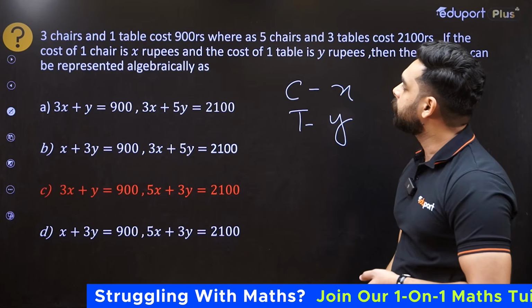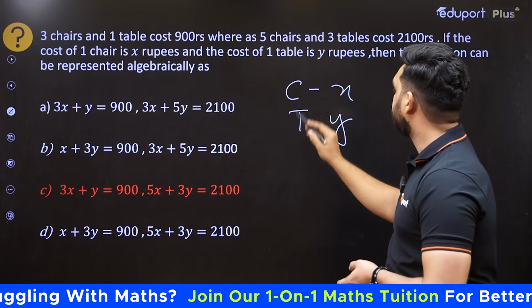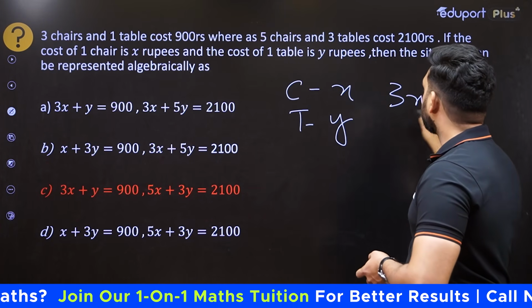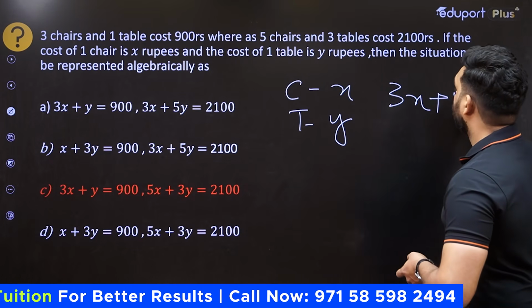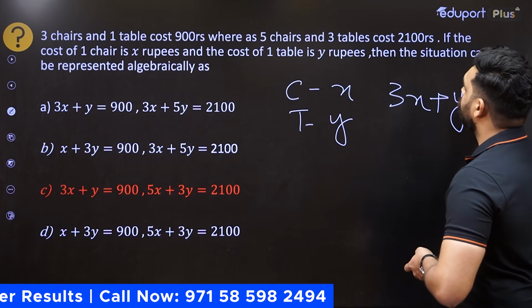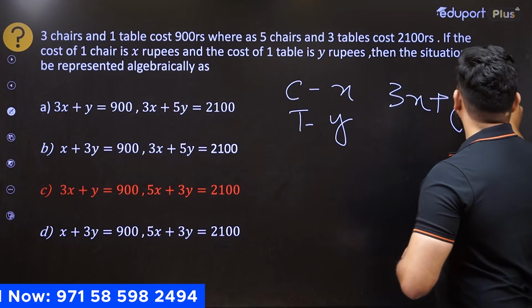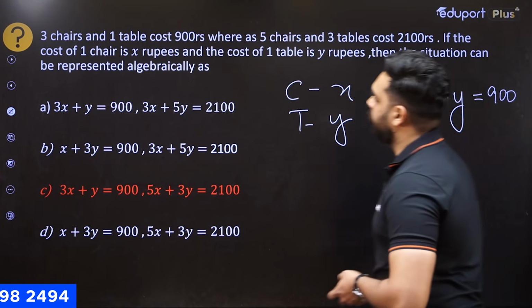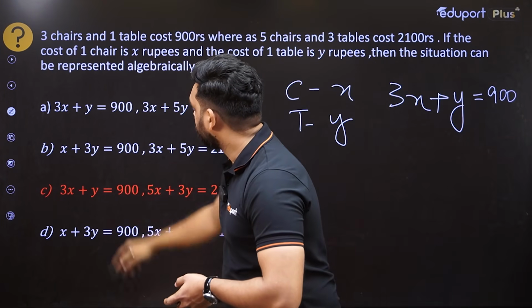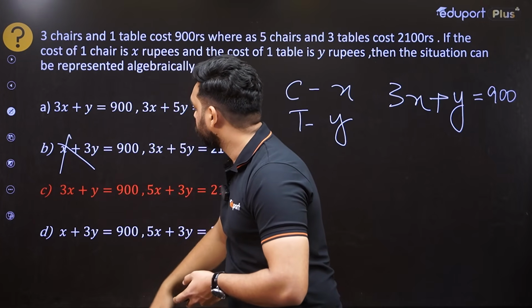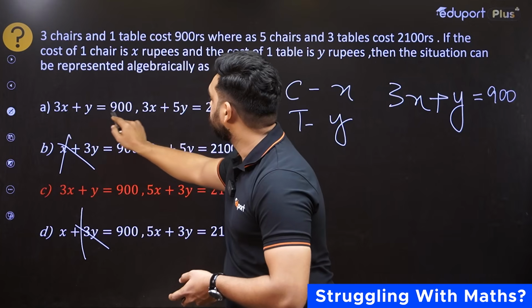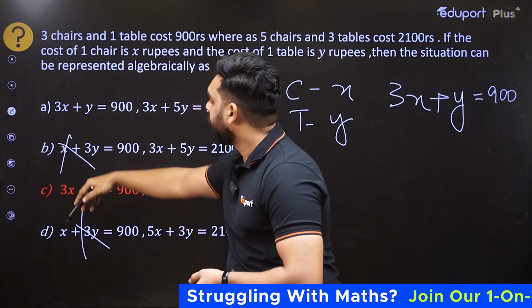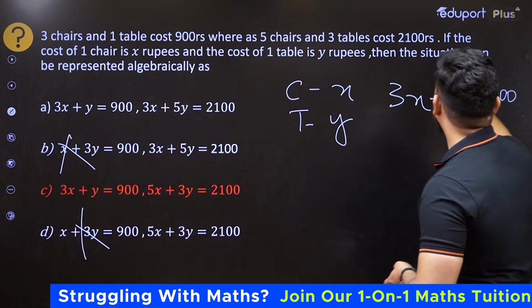So in the first case, 3 chairs and 1 table cost. 3 chairs means 3x plus 1 table means y. 3x plus y is equal to, what is the value? 900. 3x plus y is equal to 900. Either A or C. Now let's look at the second one.